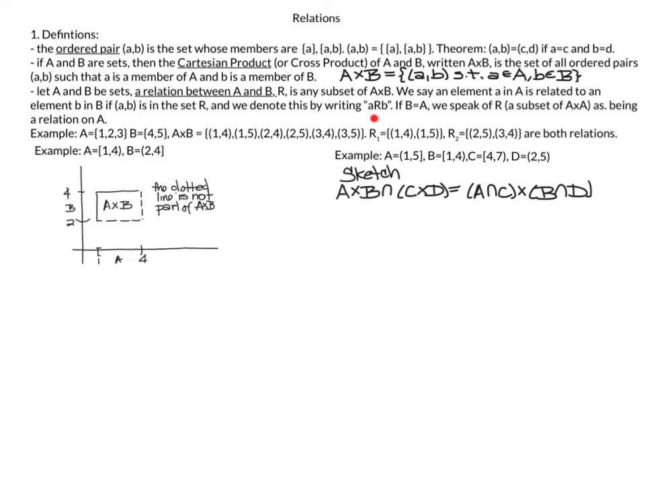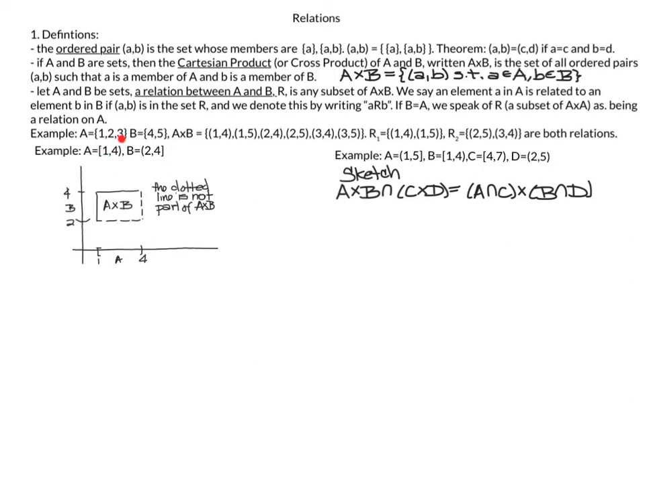Then we can define our first relation, which I'll denote as R with the subscript 1. It can be any subset of A cross B. So I might just randomly choose (1, 4) and (1, 5). For R2, I might just randomly choose (2, 5) and (3, 4). You can choose one element, you can choose all 6 elements, but any subset of A cross B defines a relation. Here we would say that in R1, 1 is related to 4 and 1 is related to 5. In R2, 2 is related to 5 and 3 is related to 4.